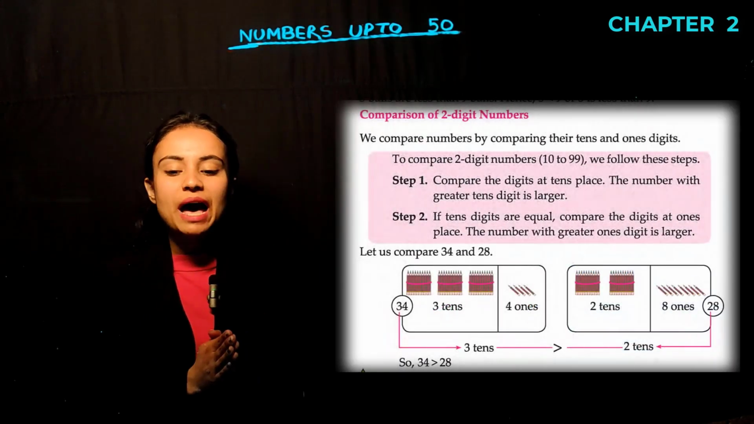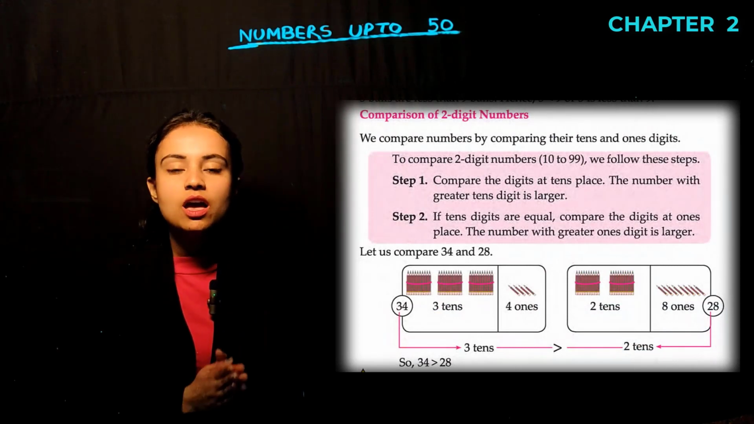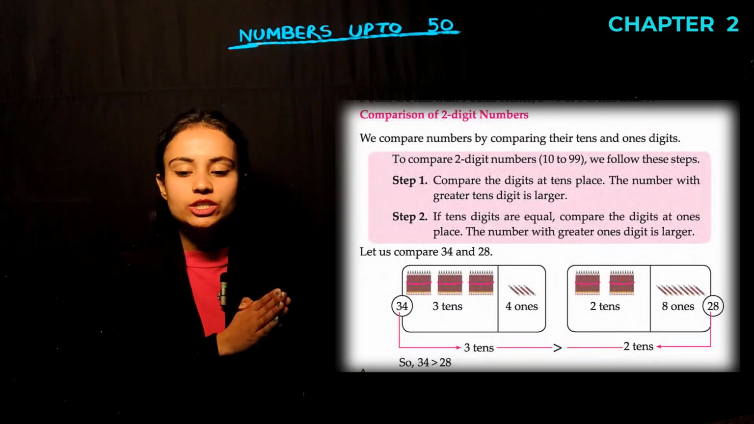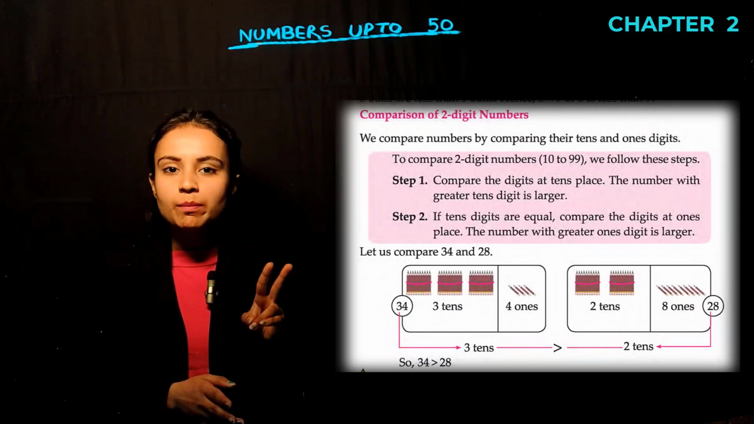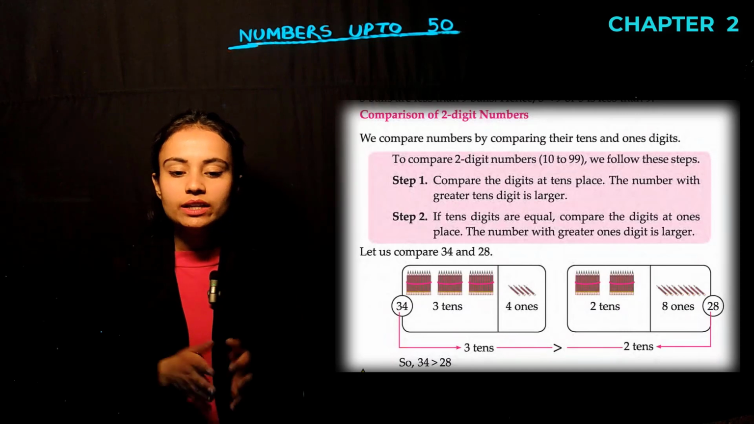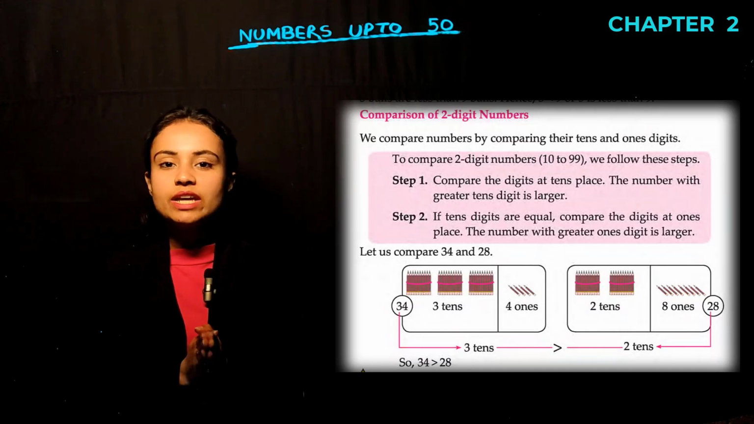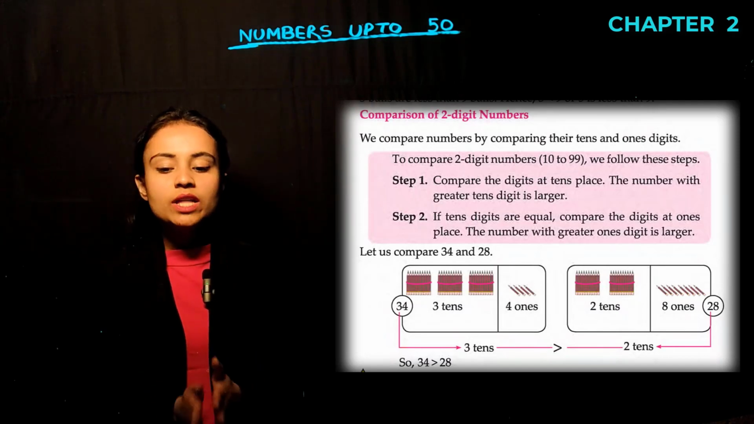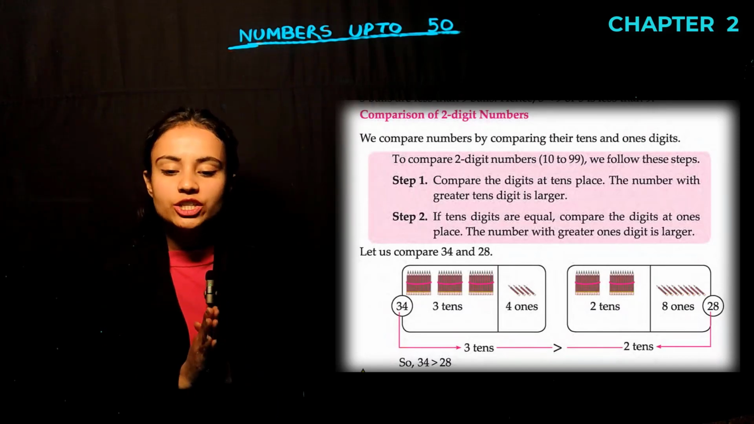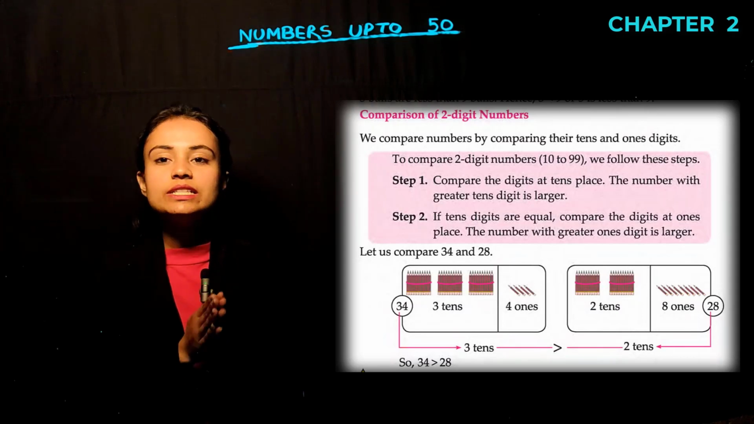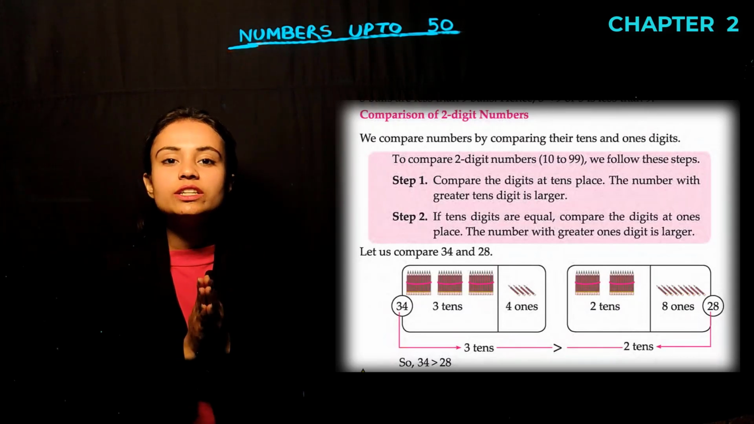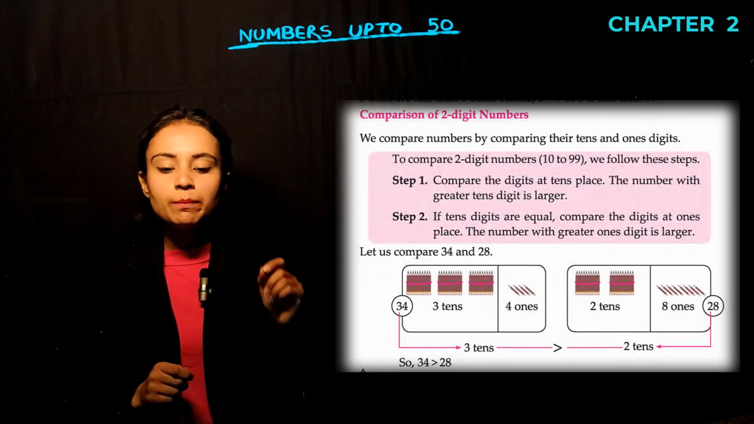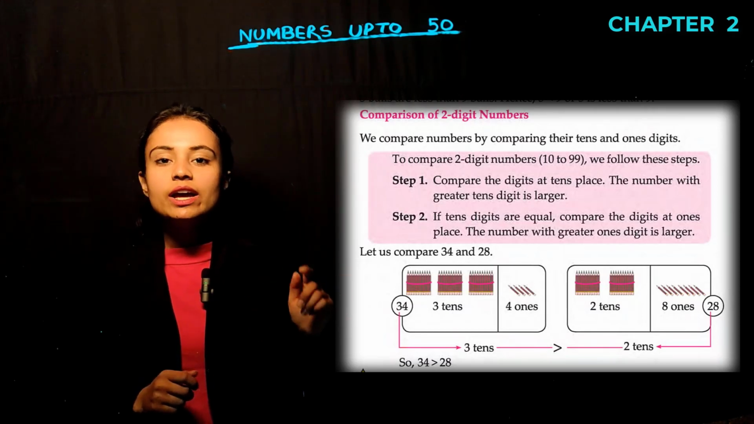Next topic is comparison of two-digit numbers. We compare numbers by comparing their tens and ones digit. To compare a two-digit number that is between 10 and 99, we follow these steps. Step number 1, we compare the digits at the tens place. The number with the greater tens digit is the larger. Then step number 2 is if tens digit are equal, then we compare the digit at the ones place. The number with the greater ones digit is larger.